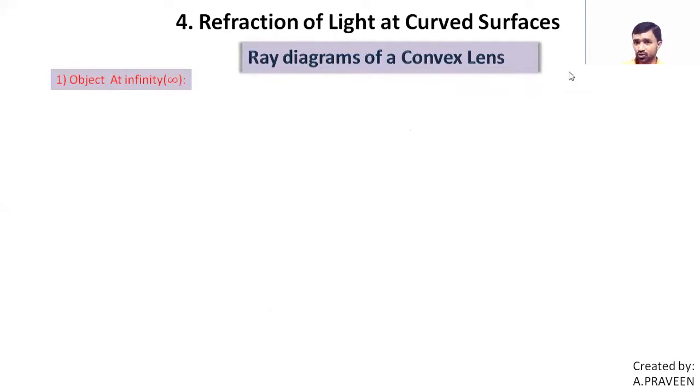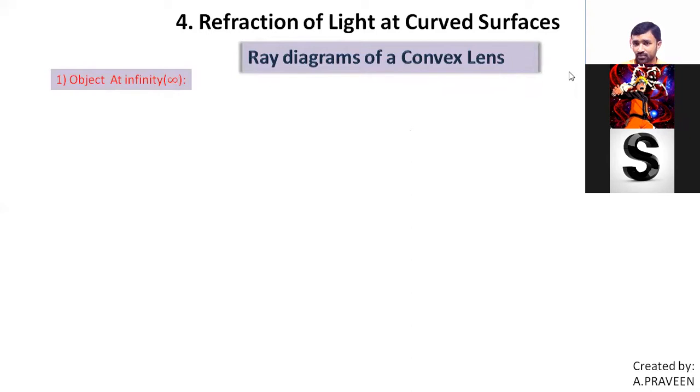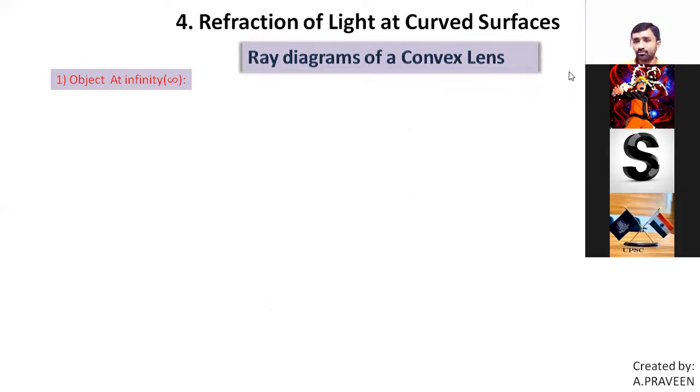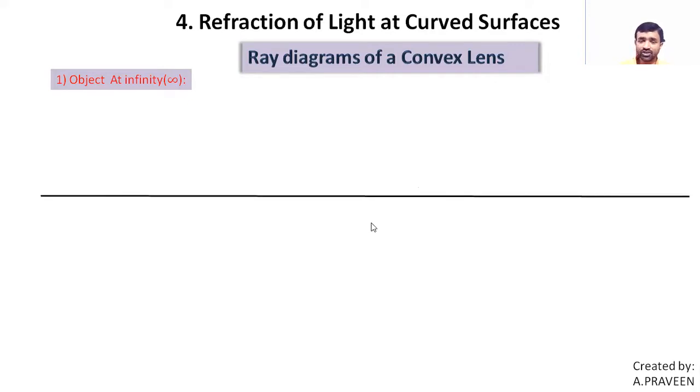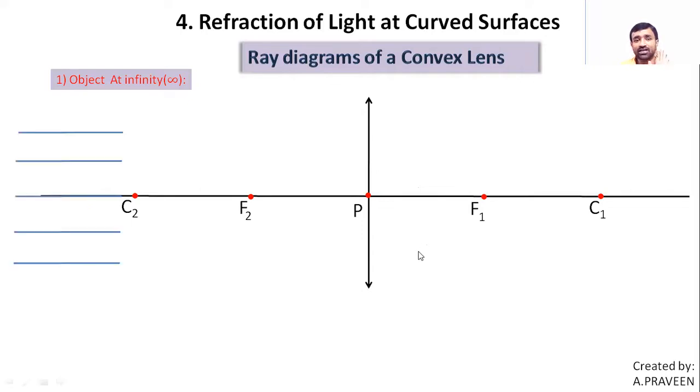So in this case, are you showing any object on the principal axis? No. So we are not showing the object on the principal axis. So directly you can complete your procedure: drawing the principal axis on the horizontal paper, then identifying its pole, cutting the lens at midpoint, then identifying its focal points and centers of curvature. Here we are not showing any object on the principal axis, just directly we are considering the parallel beam of light rays.